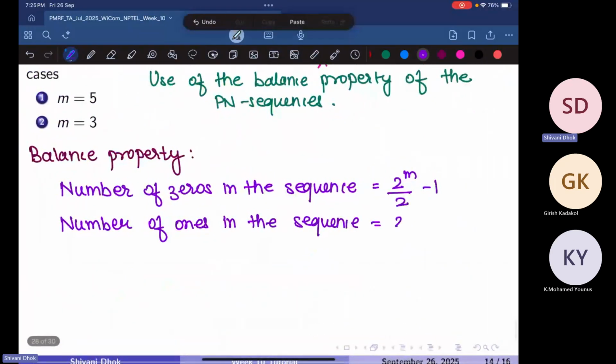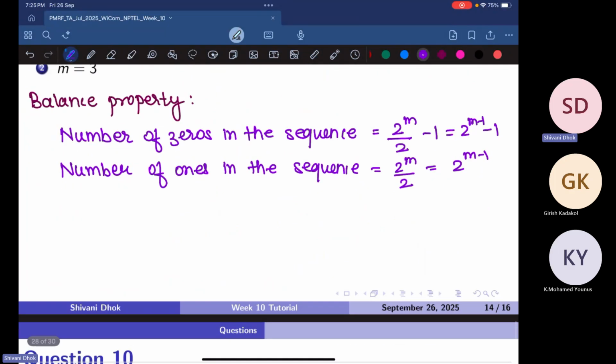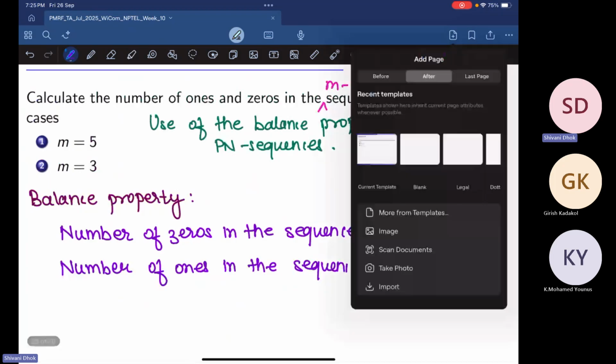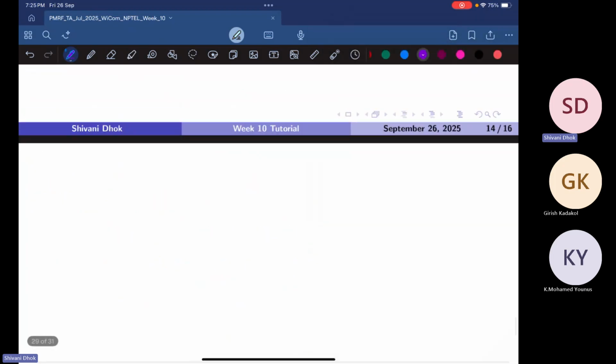And the number of ones is 2 to the power M by 2. Or this I can also write as 2 to the power M minus 1 minus 1. And this is 2 to the power M minus 1. Okay. So now let us do it for the two cases that we have.